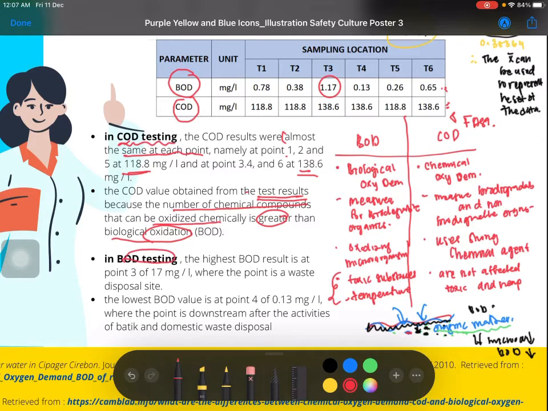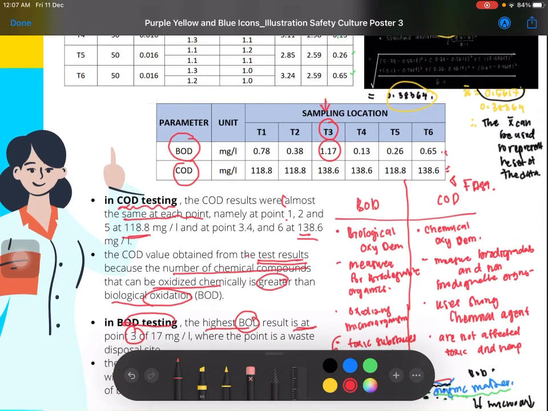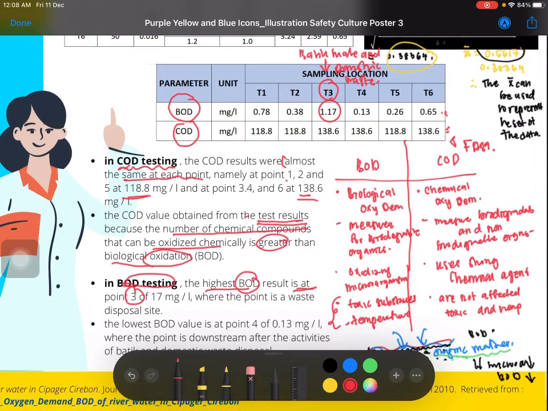In BOD testing, the highest BOD result is at point 3. Why am I saying point 3? Because point 3 is where the batik waste and domestic waste happen. Here the domestic waste is bigger, so there are more organic matters. The disposal waste is higher, so the microorganisms work more and the BOD is higher at that place.